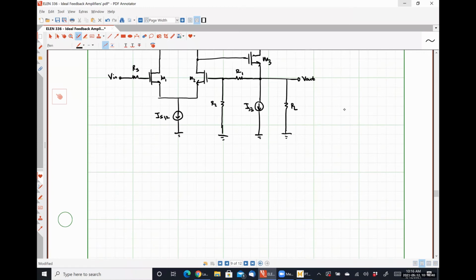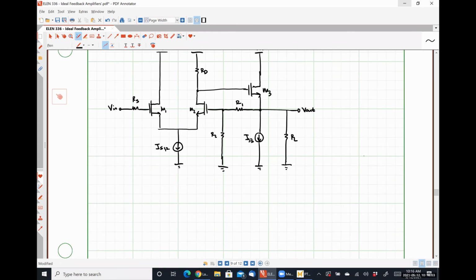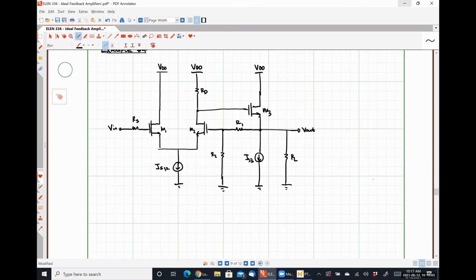Oh, okay. Thank you. Is the resistor furthest to the right also R2? No, it is RL. So there is a load resistor connected between the output and ground. The feedback resistors are R1 and R2, and there is a resistor RD connected to the drain of transistor M2. I apologize if my handwriting is getting crappy.